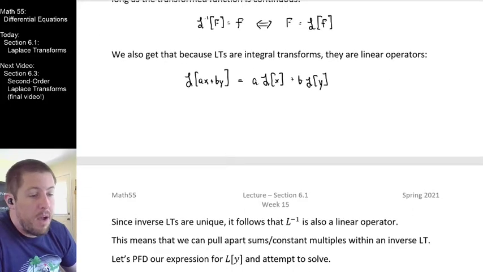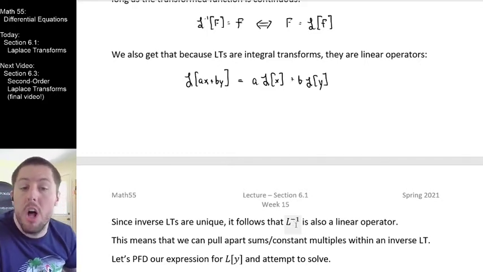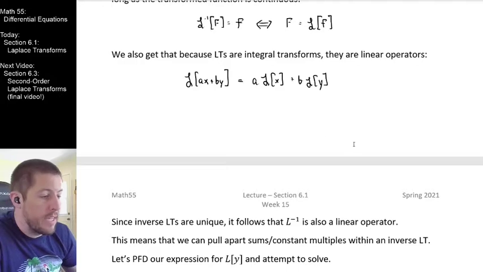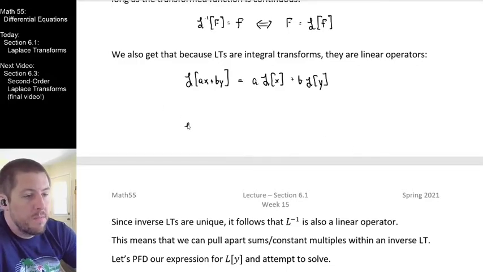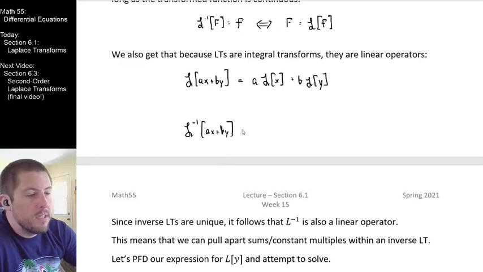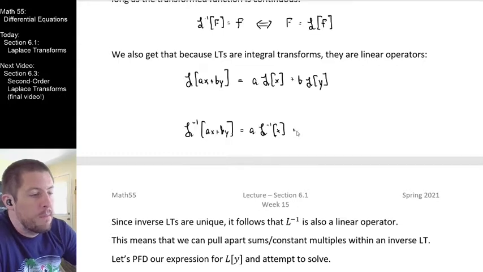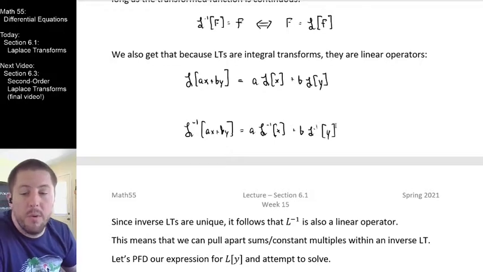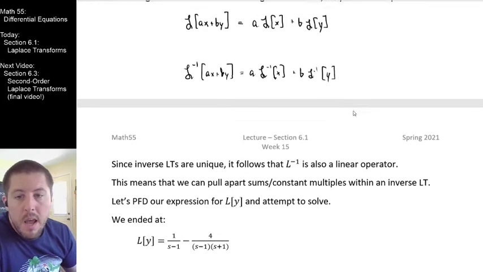From this, because our inverse Laplace transforms are guaranteed unique, it must be the case that the inverse Laplace operator is also a linear operator. So it's also going to get those same properties. The Laplace inverse of ax plus by is also going to be a times the Laplace inverse of x plus b times the Laplace inverse of y. And that's really important. The fact that we're able to rip apart our inverse Laplace transforms is going to be necessary for this to be any sort of meaningful process.